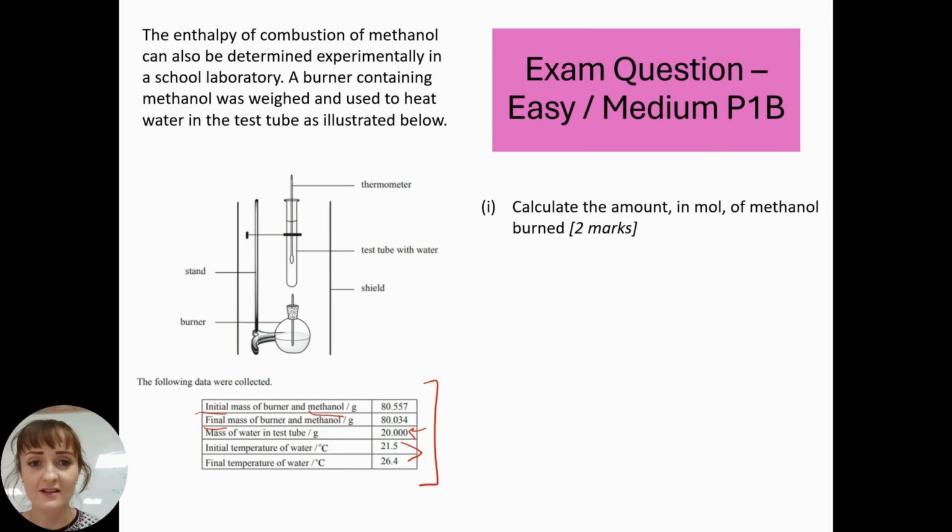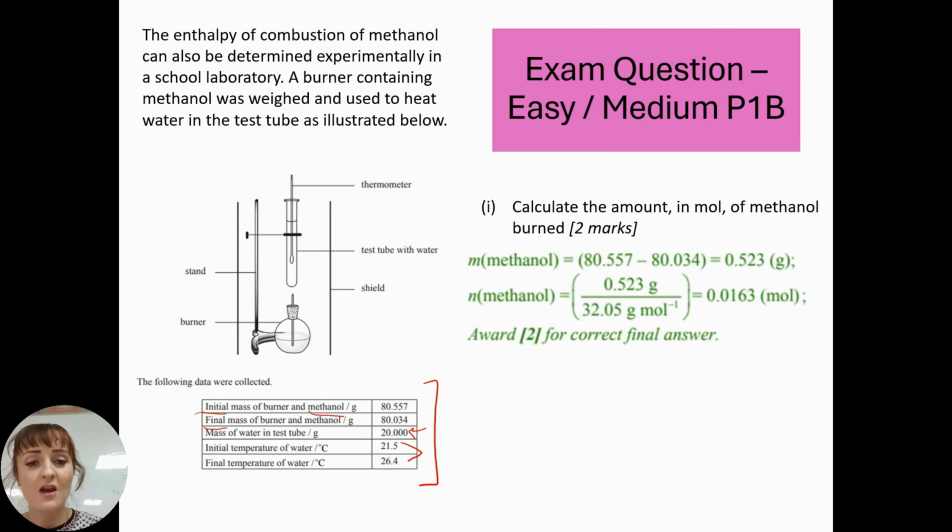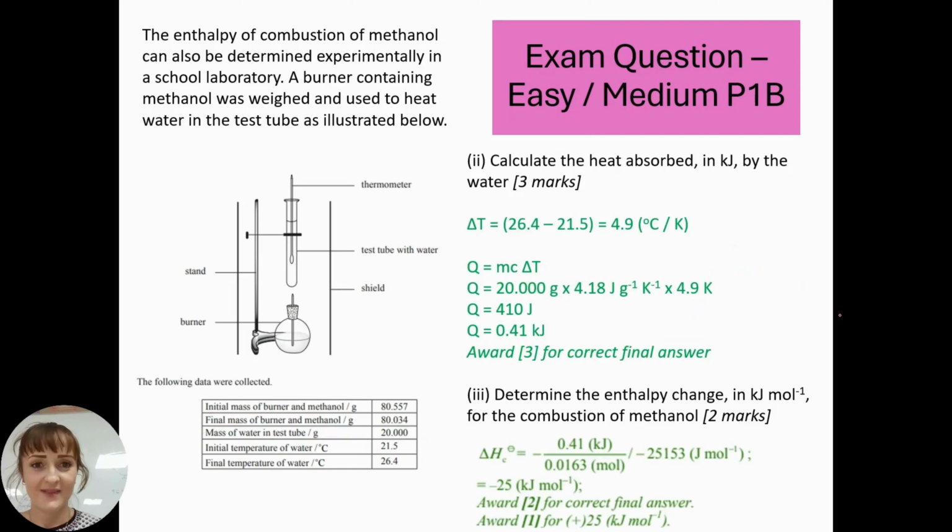The first question asks you to calculate the amount in moles of methanol which was being burned. You were from the question told an initial and final mass, and the difference in those mass values was the amount of methanol which was required to heat the water. If you take the final from the initial and work out your mass and convert that into a number of moles by figuring out the molar mass of the alcohol methanol, that works out at 0.0163 moles, and that calculation is worth 2 marks.